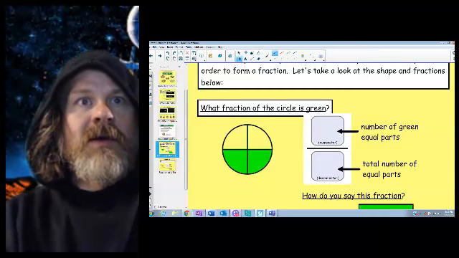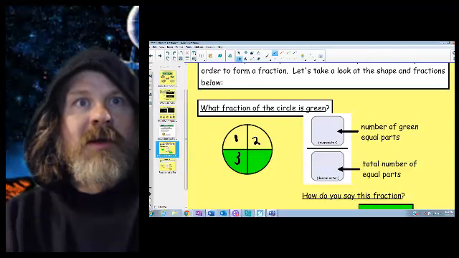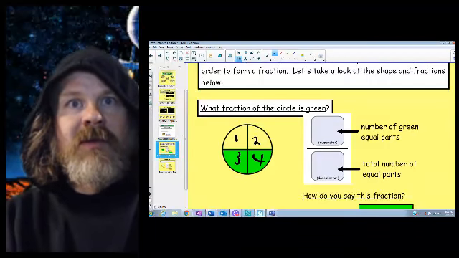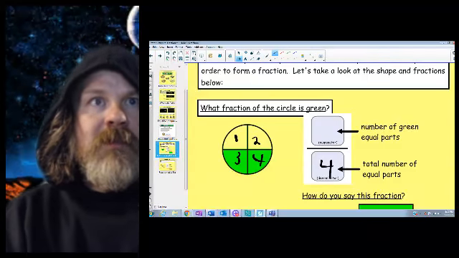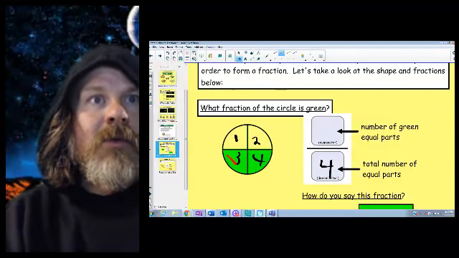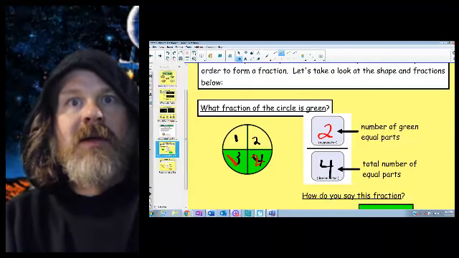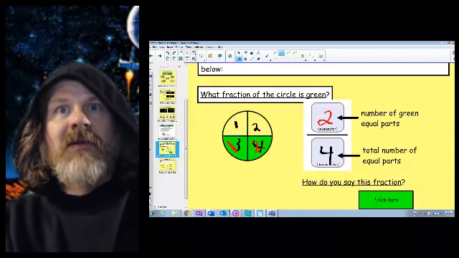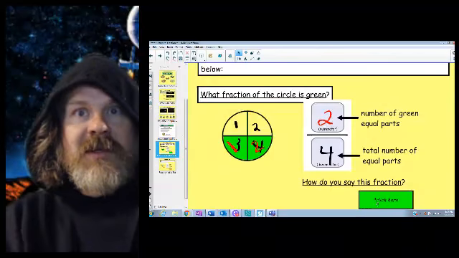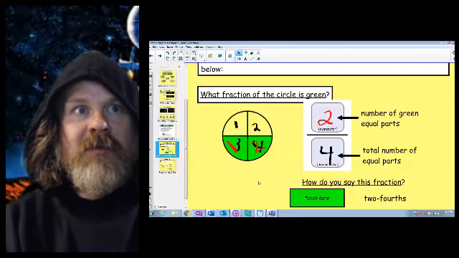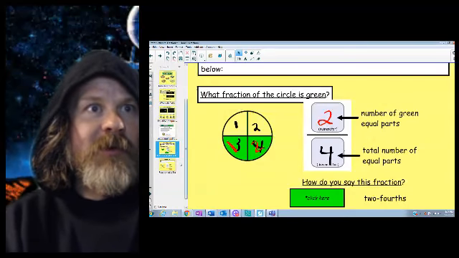It has 1, 2, 3, 4 parts. So there are 4 equal parts, and 1, 2 of them are green. So we have 2 parts that are green out of all 4 parts. The way that we say that fraction is 2/4. You'll learn something else about this 2/4 later on with fractions, but for now, 2/4.